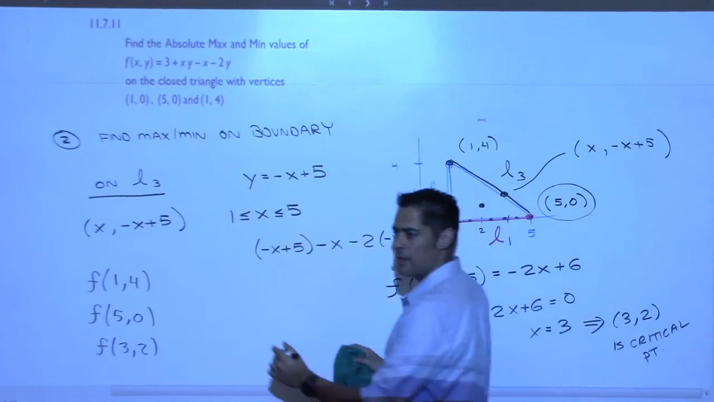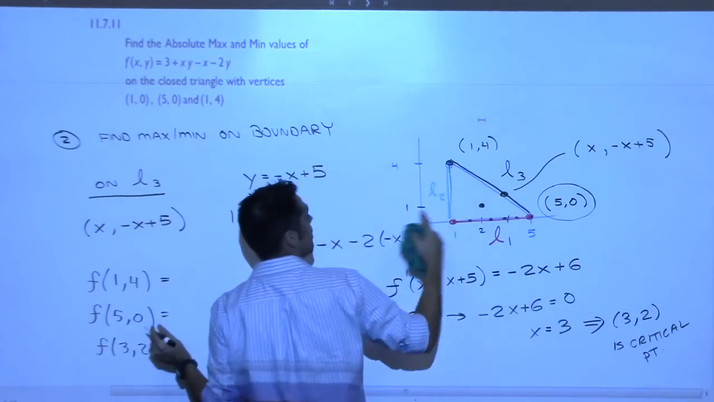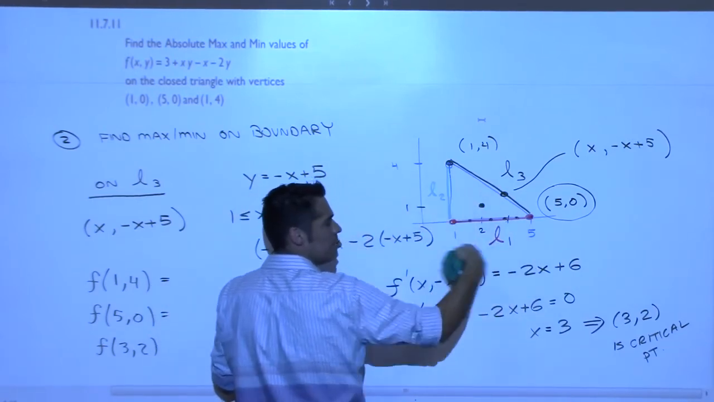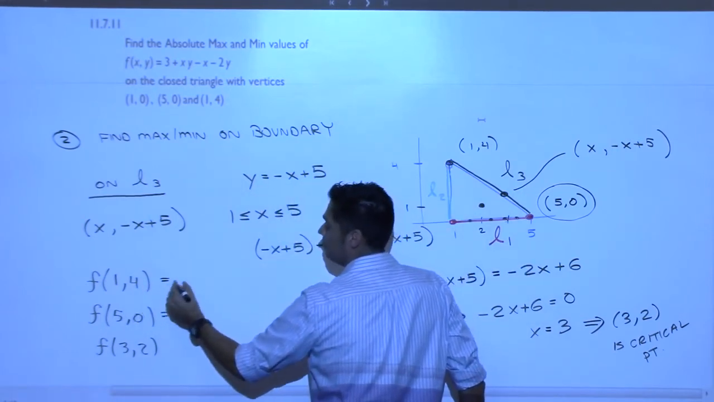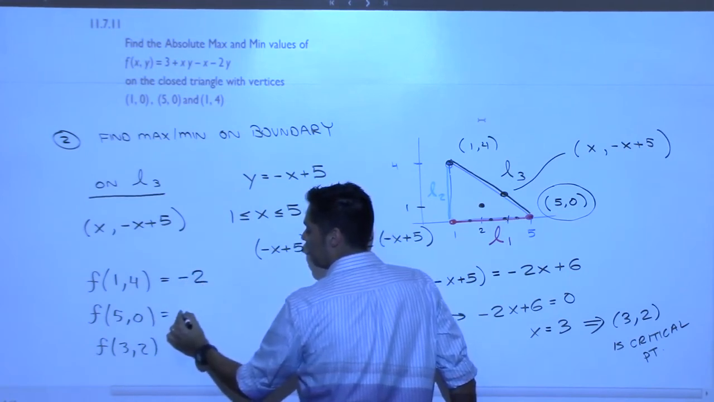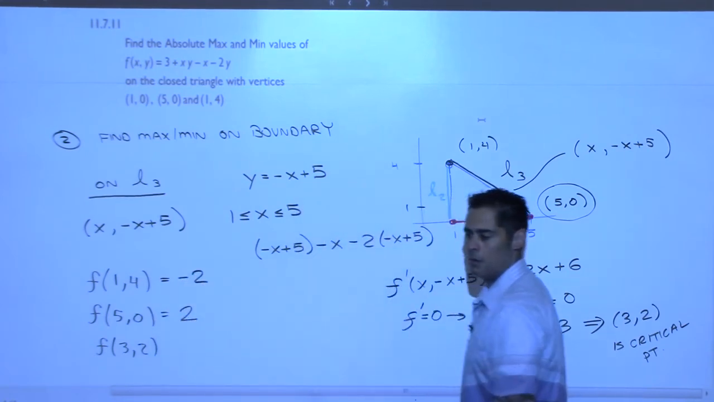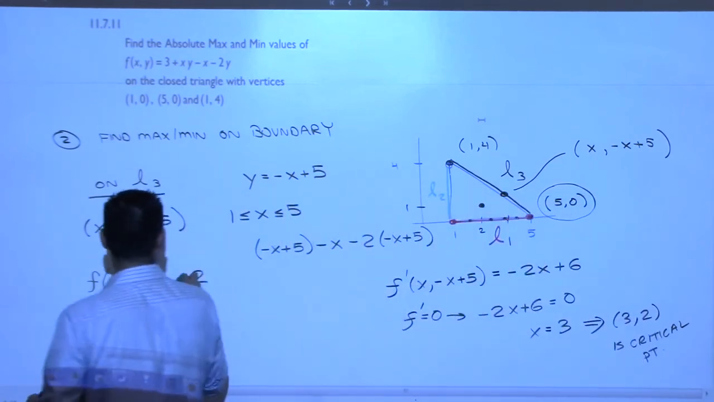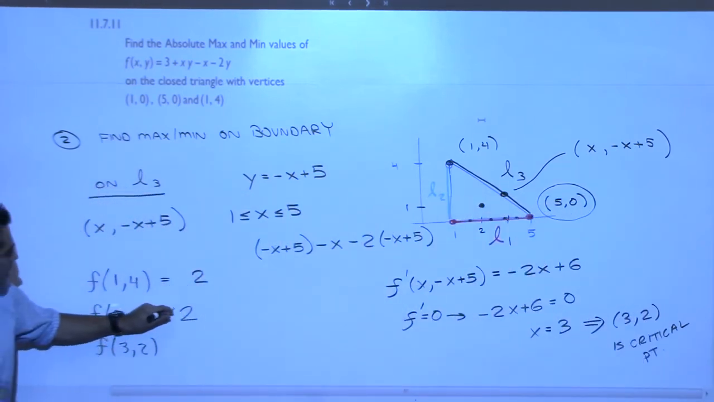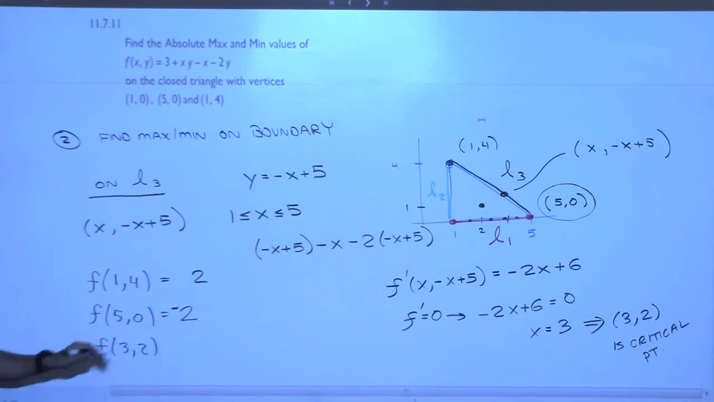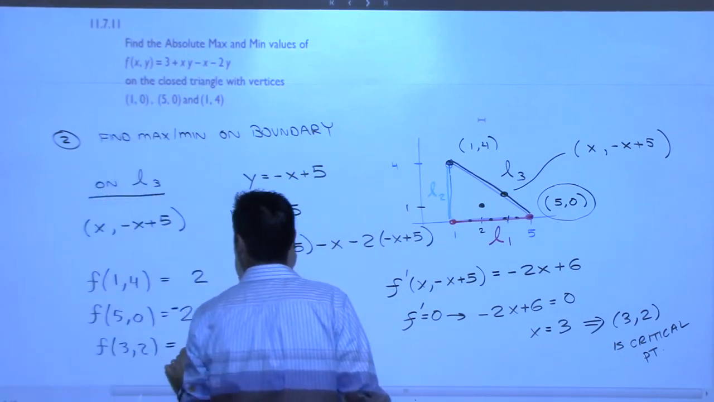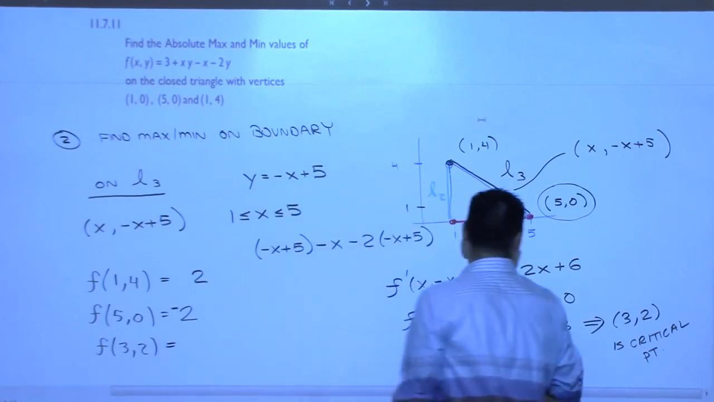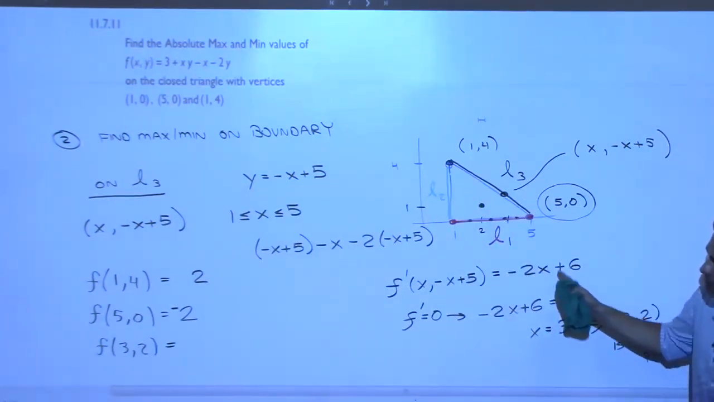We already know the first two, don't we? Because we already did those. Didn't we do that point when we did L1, L2? What were those? 1, 4 was negative 2, and 5, 0 was 2? Oh, it was the other way around? It's 2 here? Yeah, 2 and negative 2. Okay. And then what about f of 3, 2? We have not done that yet. We've never plugged 3 and 2 in there. So let's go ahead and do that. Plug 3, 2 up there. We could actually plug, no, that's the derivative. We could plug it into the parabola.